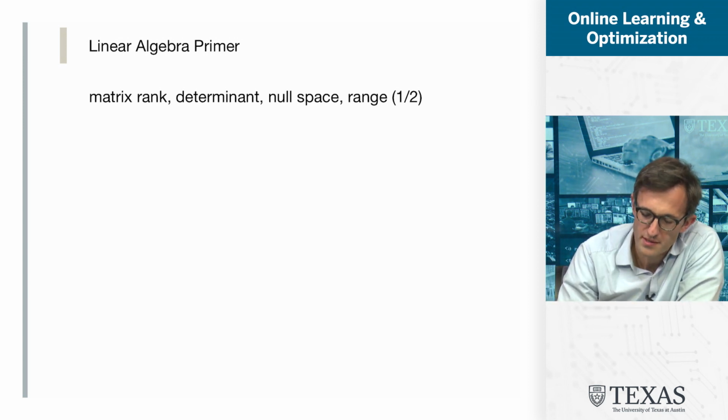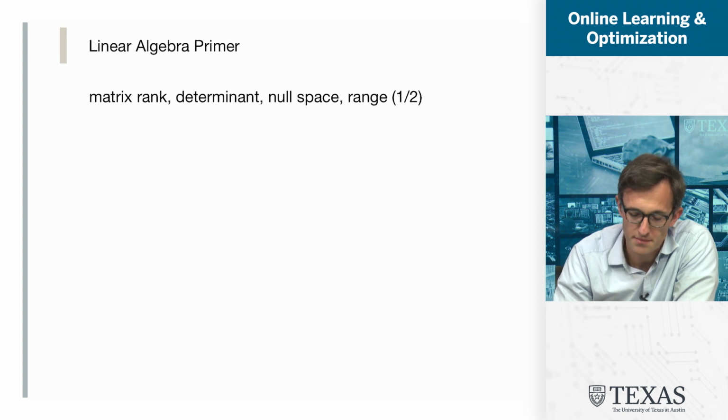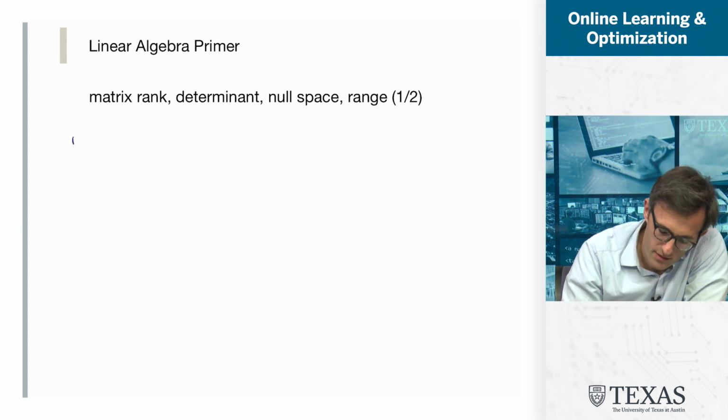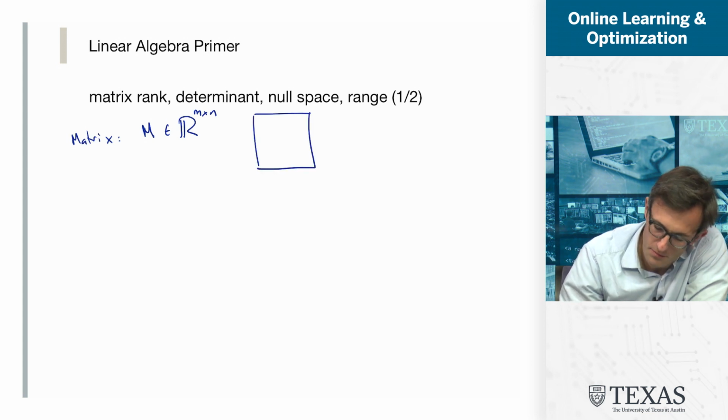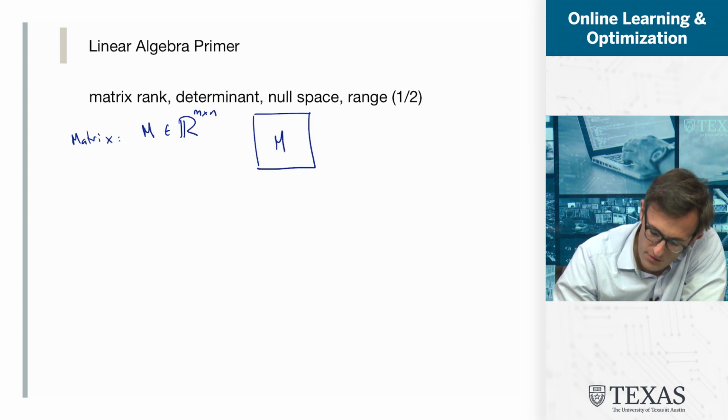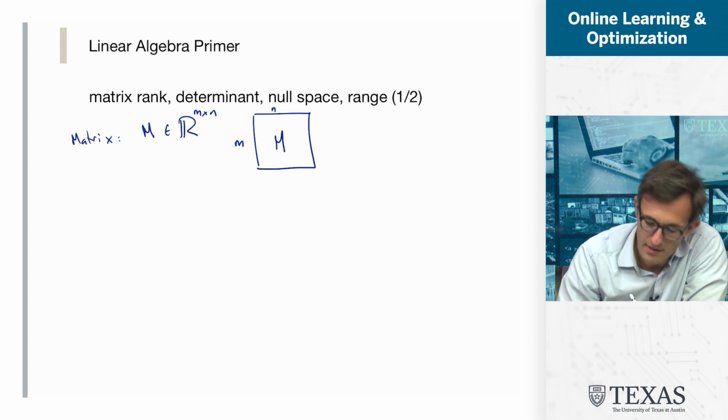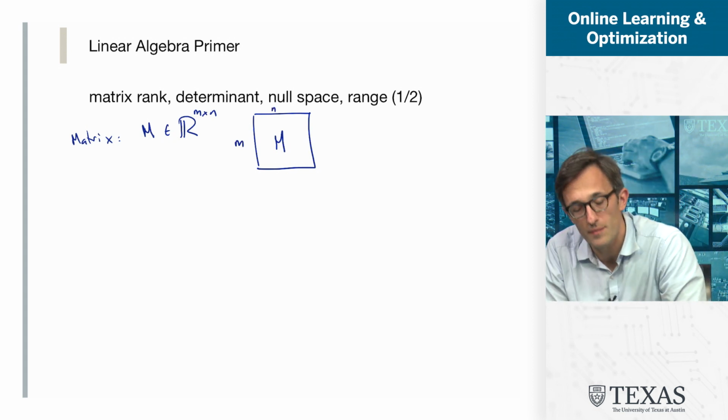Okay, a few more things now, more specific to matrices. We're going to be talking about a matrix M that's m by n. Oops, I drew it as square, but here's m, this is m, and this is n. And very often we will be talking about square matrices.